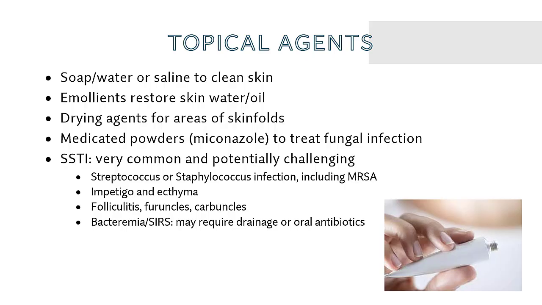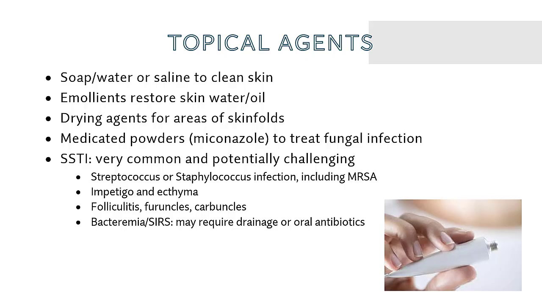The more common bacterial skin and soft tissue infections found in the athletic training setting are methicillin-resistant Staphylococcus aureus, or MRSA, and non-purulent skin and soft tissue infections such as impetigo and eczema, and purulent skin and soft tissue infections such as folliculitis, furuncles and carbuncles, and cutaneous abscesses.